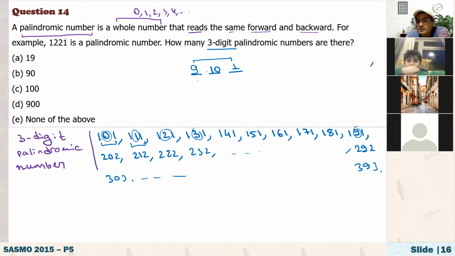So by just counting principles, how many numbers do we have? We need to multiply the number of choices here. 9 times 10 times 1, that's equal to 90. So how many 3-digit palindromic numbers do we have? We have 90 3-digit palindromic numbers.